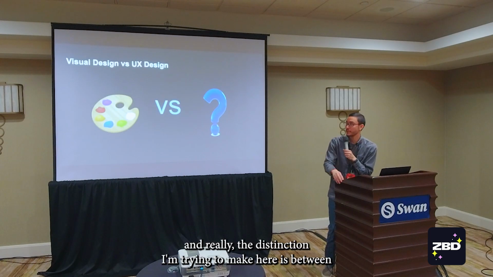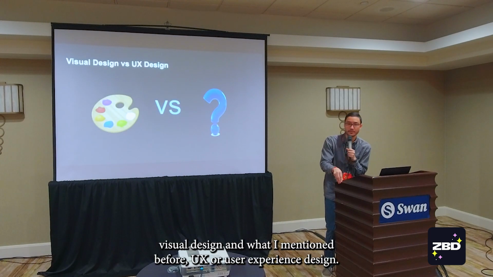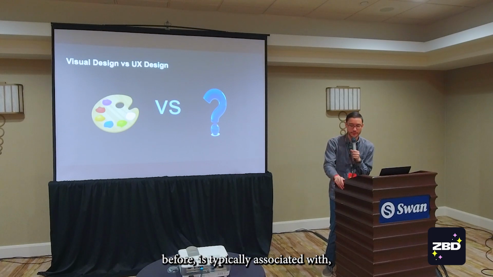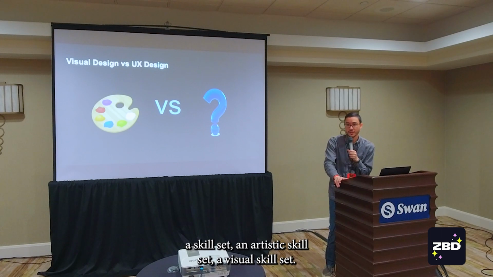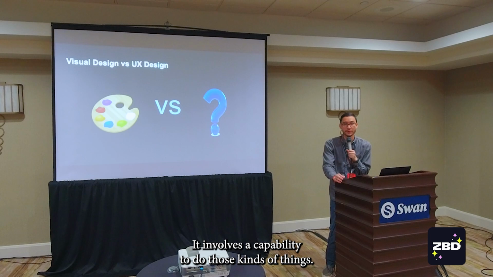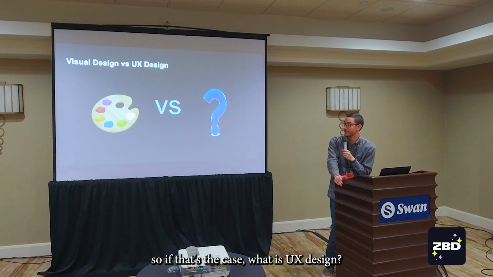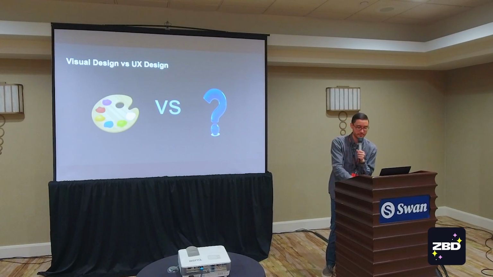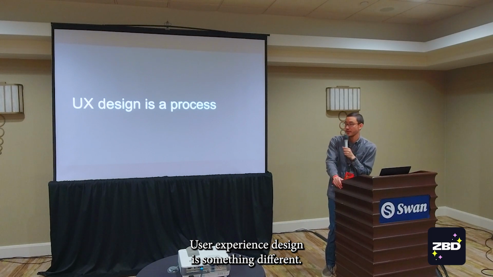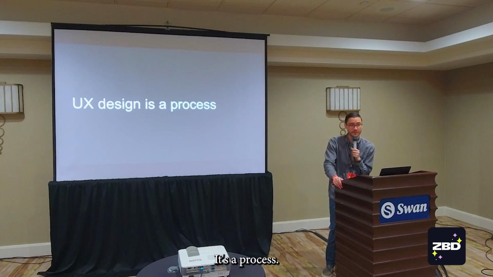And really the distinction I'm trying to make here is between visual design and what I mentioned before, UX or user experience design. Visual design, like we saw before, is typically associated with a skill set, an artistic skill set, a visual skill set. It involves the capability to do those kinds of things. So if that's the case, what is UX design? As opposed to a skill set or something that you can be talented in, user experience design is something different. It's a process.